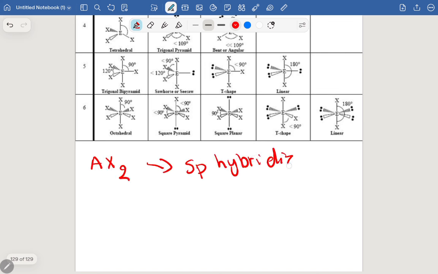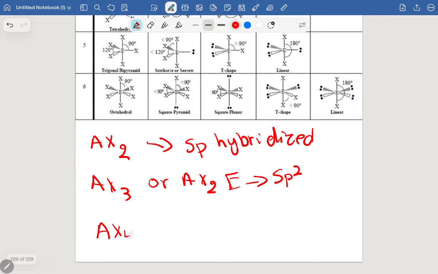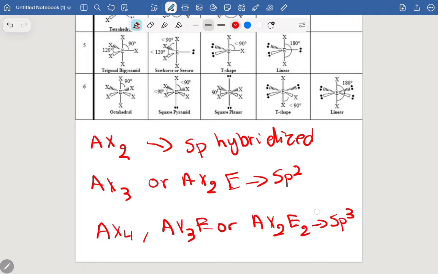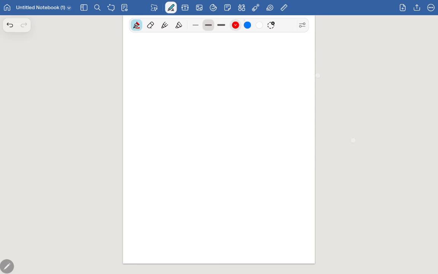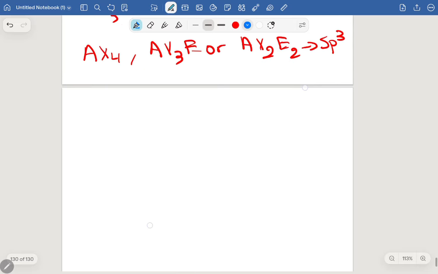Okay. Then we have AX3 or AX2E, which is sp2 hybridized. And then we have AX4, AX3E, or AX2E2, which is sp3 hybridized. Okay, this is something important to remember. Now, after this, they're gonna ask us about the localized electron model.